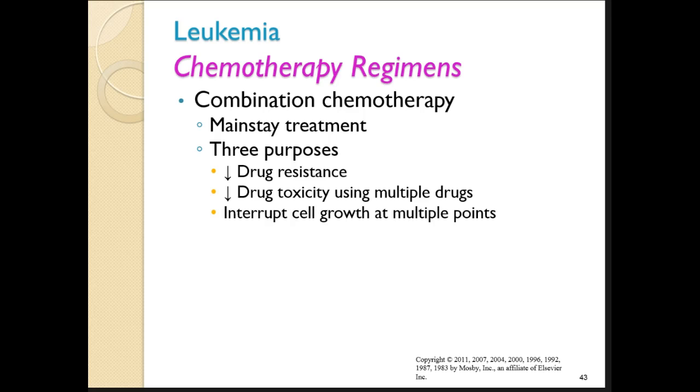Combination therapy is the mainstay for the treatment of leukemia, and it has 3 purposes: to decrease drug resistance, minimize drug toxicity to the patient by using multiple drugs with varying toxicities, and to interrupt cell growth at multiple points in the cell cycle.